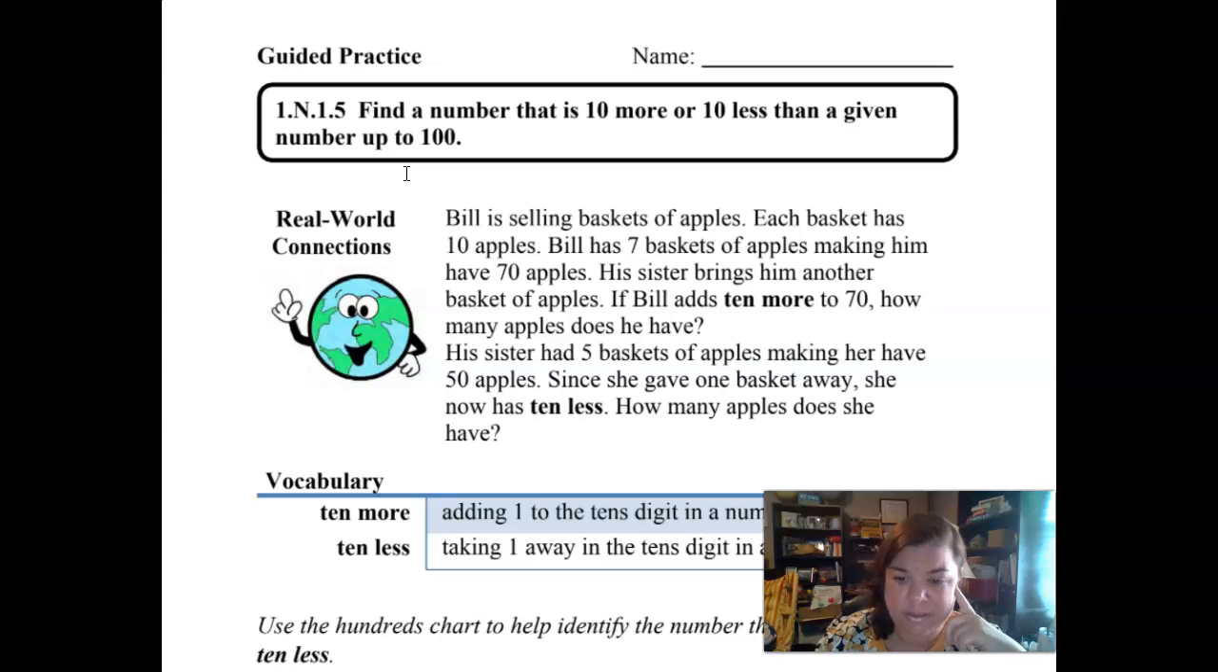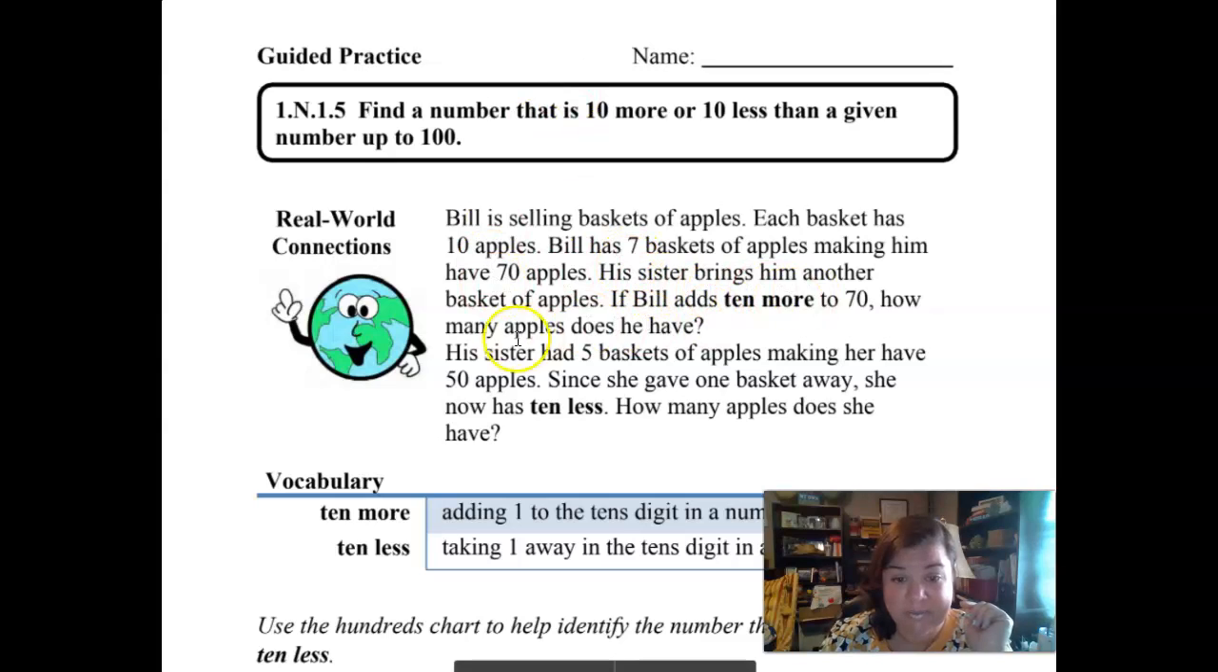So how can we connect this to the real world? So Bill is selling baskets of apples. Each basket has 10 apples. Bill has 7 baskets of apples, making him have 70 apples. Have you been practicing skip counting by 10? 10, 20, 30, 40, 50, 60, 70. Yes, 7. And each has 10, so that gives him 70 apples.